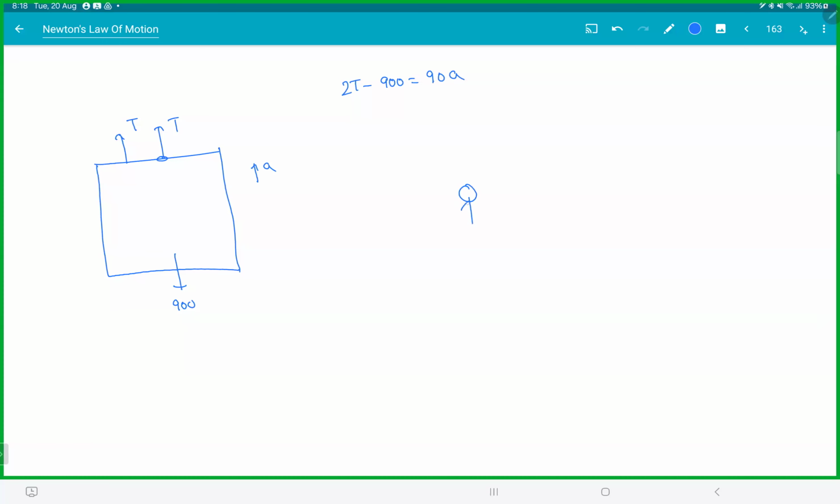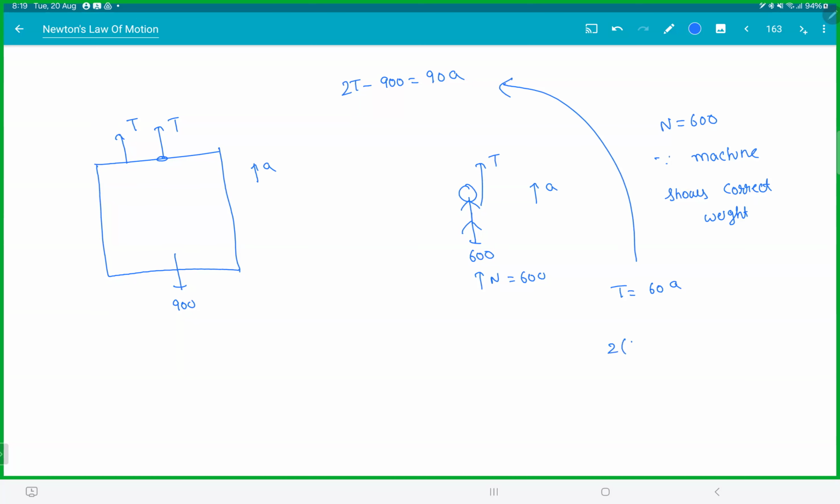Now, when you draw the FBD of the man, the forces will be tension, his own weight 600. The normal reaction is also 600. Since he's measuring the weight to be proper, N should be 600. N is 600 since the machine measures the correct weight. That means tension is equal to 60 into acceleration. Take that and put in the first equation.